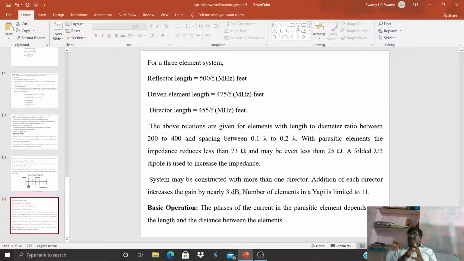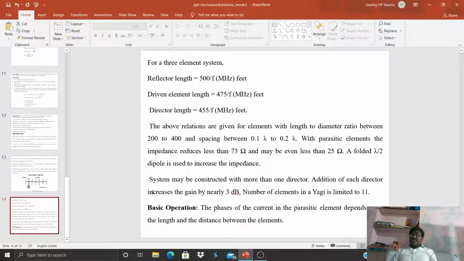On what basis are you going to add these passive elements along with the active or driven element? In total, in a Yagi-Uda array you have three elements. One is the reflector. Reflector length is approximately 500 divided by your signal frequency in megahertz. You get the length of the reflector in terms of feet.